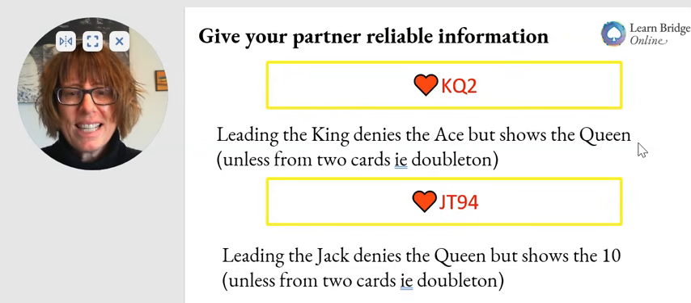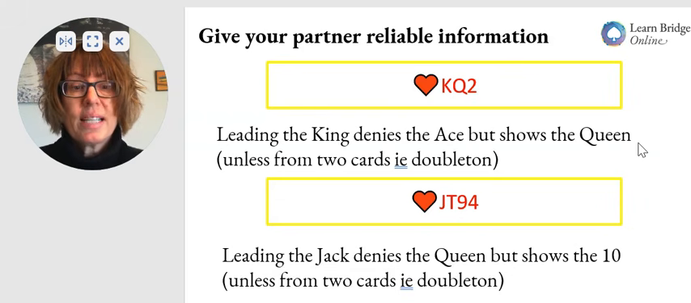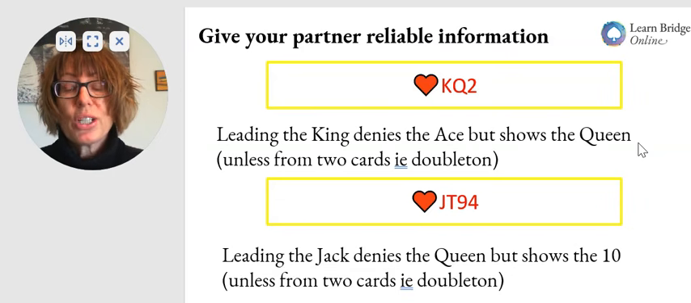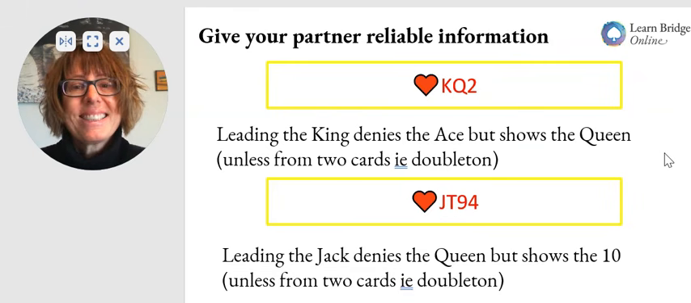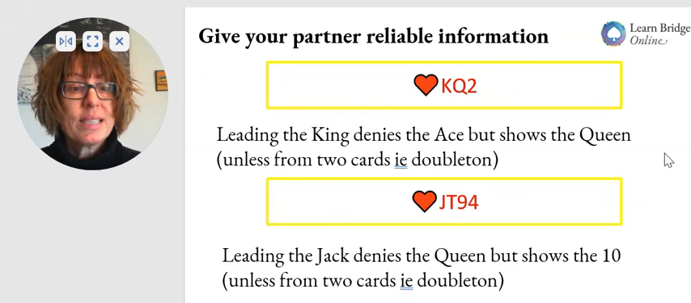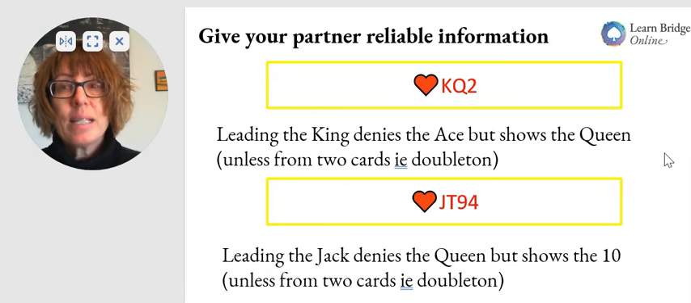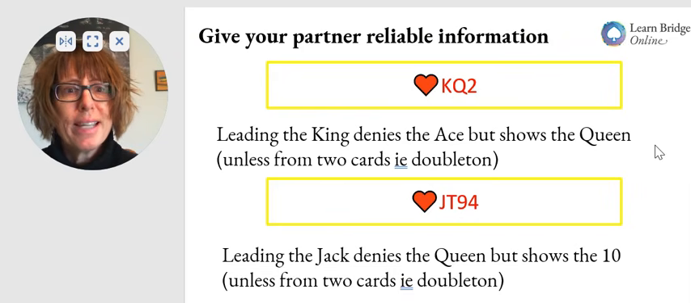Great information to have. In the second example, I'm always going to lead the jack. Leading the jack tells partner I do not have the queen but shows the 10. And again, the exception is when we're leading from a doubleton. It's really helping partner build up a picture of what's in declarer's hand. When you're telling partner what you don't have in your hand, then partner can start deducing where that other card is if they don't have it themselves.